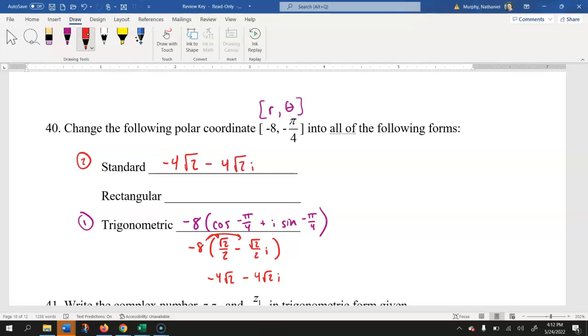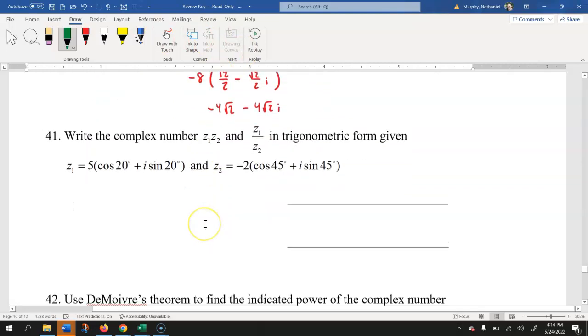All right, now let's get this in rectangular form. Rectangular form is going to be the easiest since we already found these. It's just going to be our a value and b value, so a -4 square root of 2 and a -4 square root of 2. We can do it in that order for number 40.